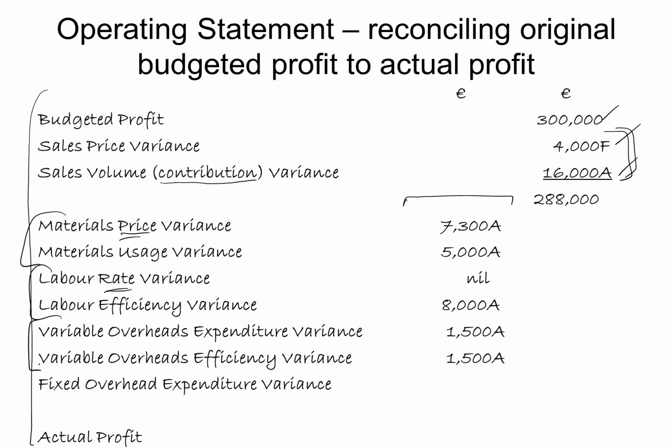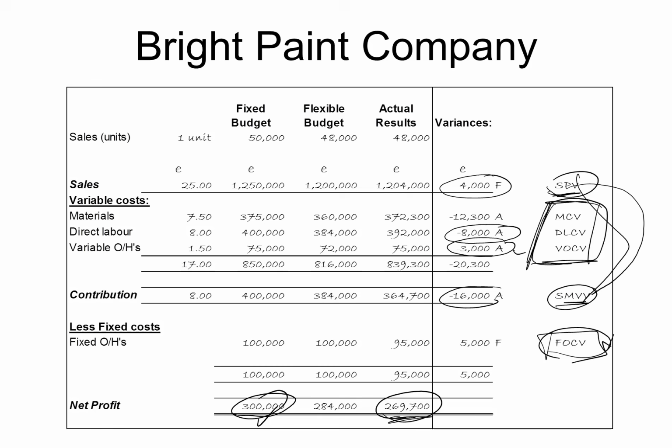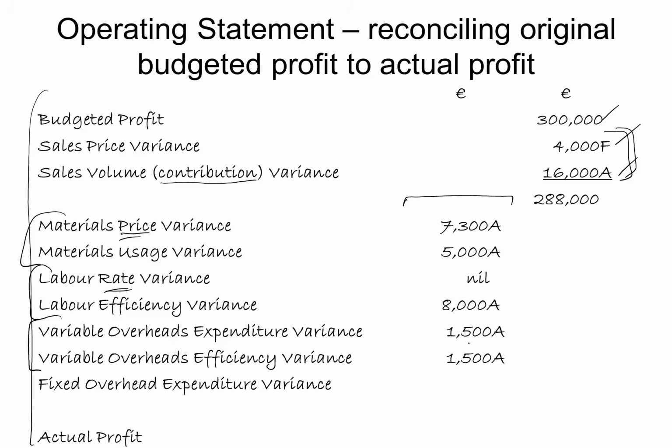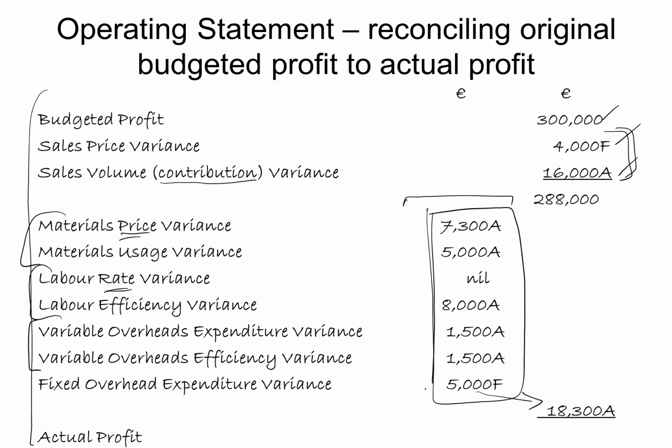And then the fixed overhead expenditure variance. I'll go back to the table for a second. That's that figure there. We don't subdivide that; we have that information from the table, so we're going to pop that in, 5,000 favourable. Now I'm going to add these up and bring out the net variance. They're all adverse except for the favourable, so I'm going to end up with a net adverse variance, and the figure I end up with is 18,300 adverse.